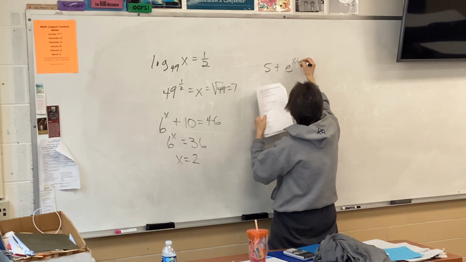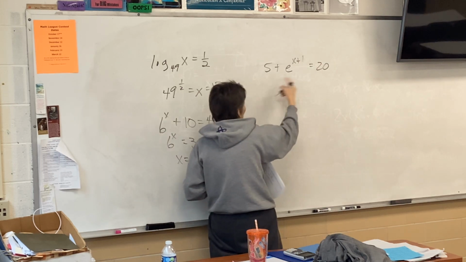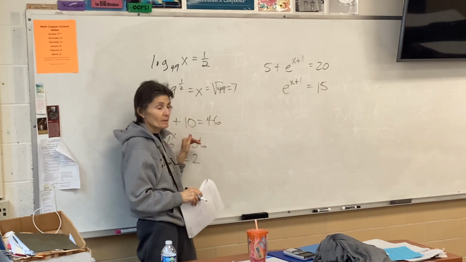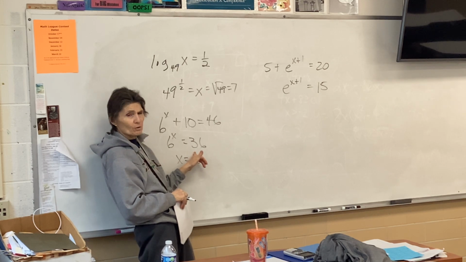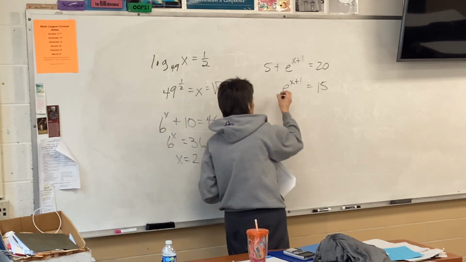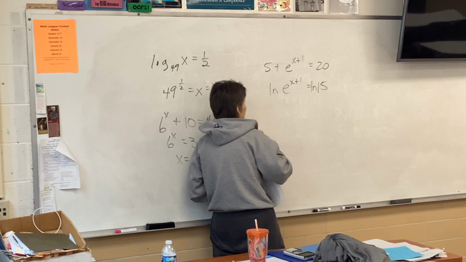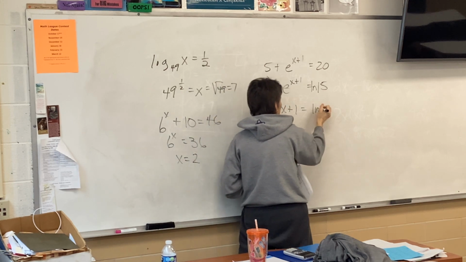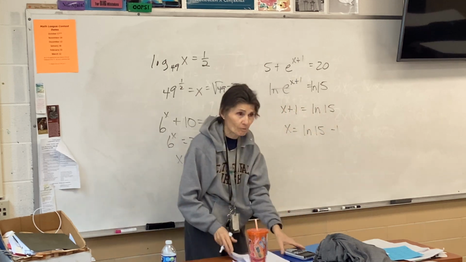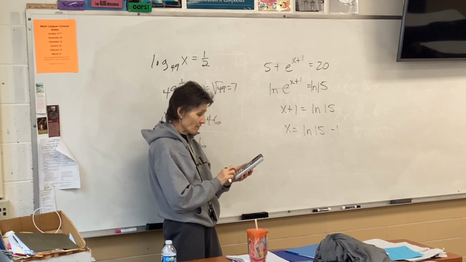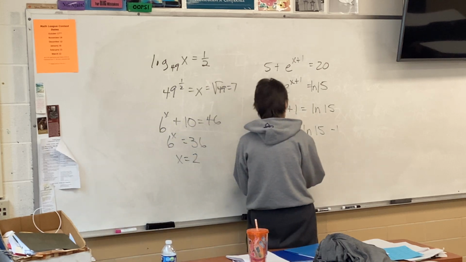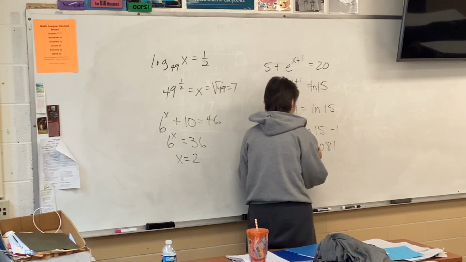Now, this one we're going to need a calculator for. You'll see why. We're going to subtract the 5. But now, unlike this problem, we can't get a common base. 36 is 6 squared, so that's why we could just say x is 2. Here we're going to need a calculator, so we'll ln both sides, take the natural logarithm of both sides. So x plus 1 equals ln 15, and x will be ln 15 minus 1. Be careful when you type that into your calculator. If you type ln 15, you got to close those parentheses and then subtract 1. So your answer is 1.7081.